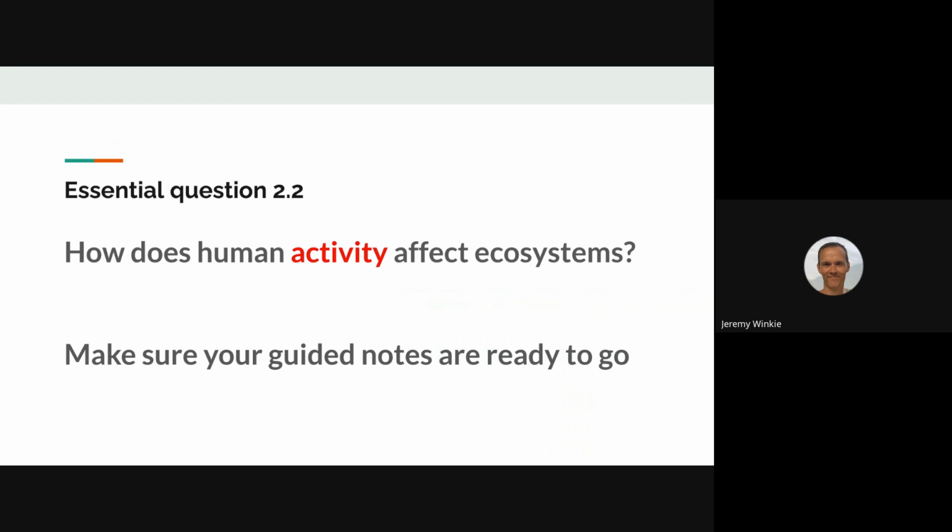This week we're still sticking with a similar topic to last week. This week we're looking at how human activity affects ecosystems. Last week we did how what we buy affects ecosystems, so this is pretty similar.